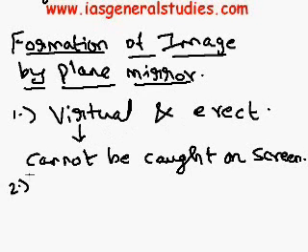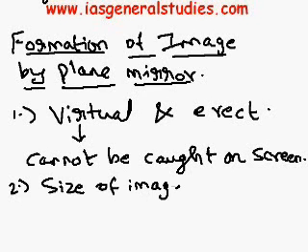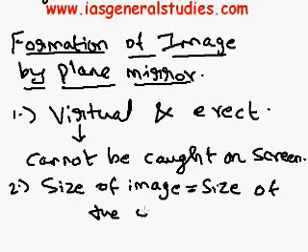Now the second one, the size of the image is equal to that of the object. Size of the image is equal to the size of the object. Then the third point, the image formed is as far behind the mirror as the object in front of it.